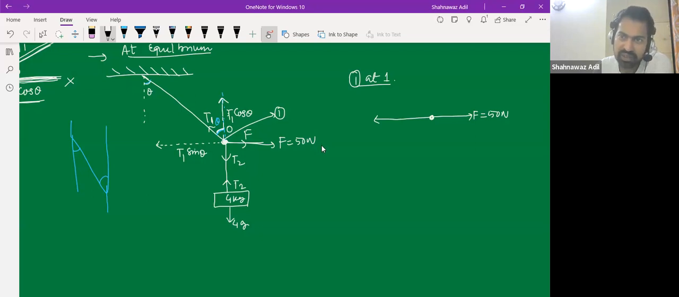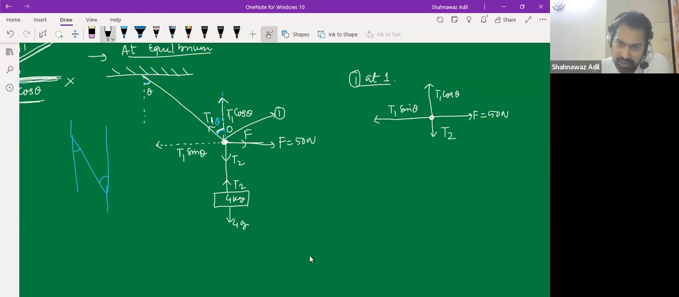What do we have, guys? T1 sin theta, sir. And in the upward direction, we have T1 cos theta. And in the downward direction, what do we have? T2. Good. So these are the things that we have.